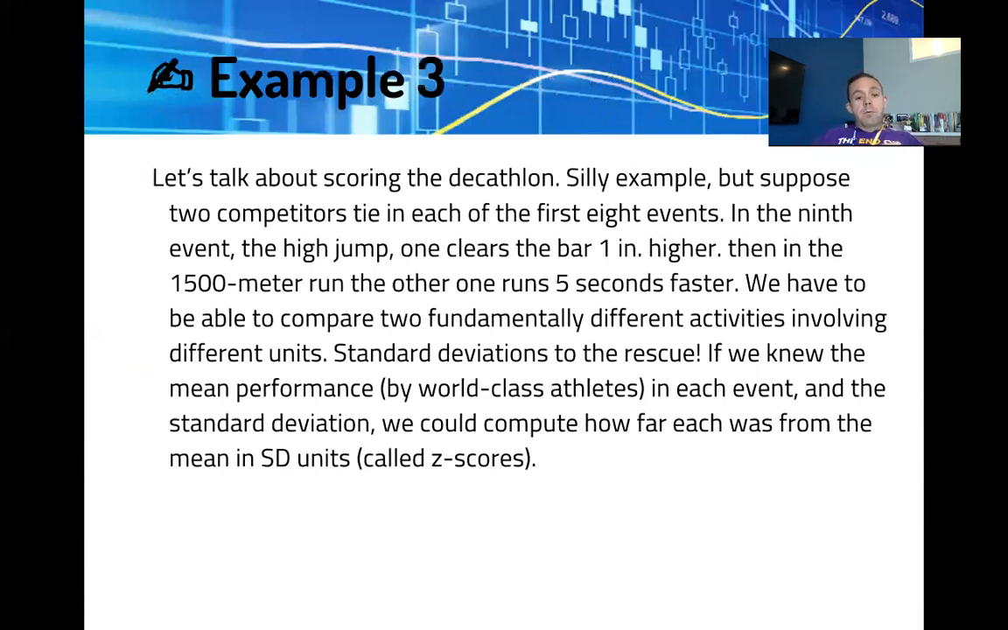So let's talk about scoring the decathlon. A silly example, but suppose 2 competitors tie in each of the first 8 events. In the 9th event, the high jump, one clears the bar 1 inch higher, and in the 1,500 meter run, one runs 5 seconds faster. We have to be able to compare 2 fundamentally different activities involving different units. Standard deviations to the rescue. If we knew the mean performance by world-class athletes in each event and a standard deviation, we could compute how far each was from the mean in standard deviation units called z-scores.